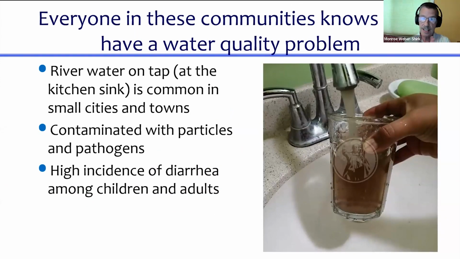The challenge is daunting. Everyone in these communities that is getting river water or stream water on tap knows they have a water quality problem. River water on tap at the kitchen sink, like I show in that image, is common in small cities and towns. And maybe this is part of the aha for those of us who are privileged.